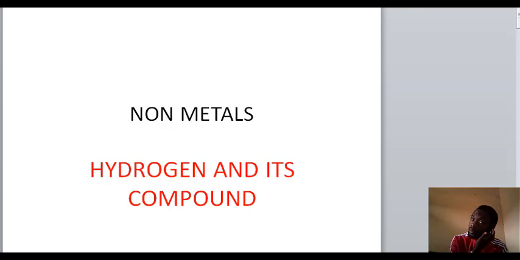Special class, chemistry class. We'll be looking at non-metals and their respective compounds. First of all, we'll be looking at hydrogen and its compound. Hydrogen, being the first element in the periodic table.